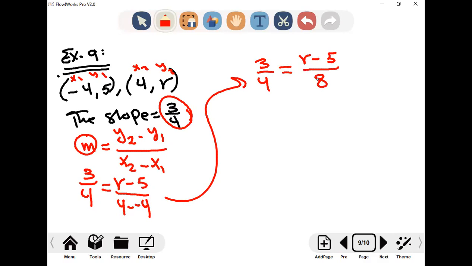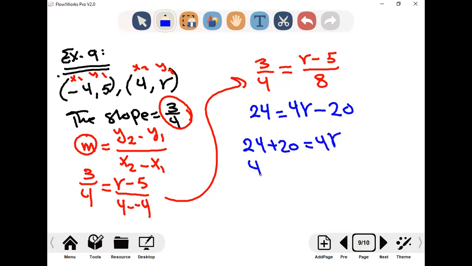Now, we took proportions, remember? Cross the product and solve your equation. So here, 3 times 8 equals 4 times r, 4r, minus 4 times 5. Shift the negative 20 here: 24 plus 20 equals 4r. 44 equals 4r. Divide by 4, divide by 4. R will be what?